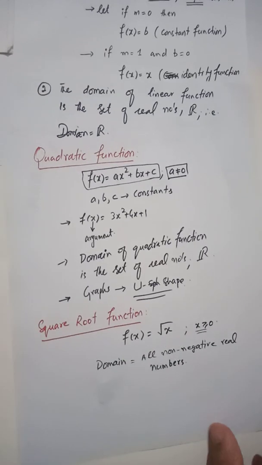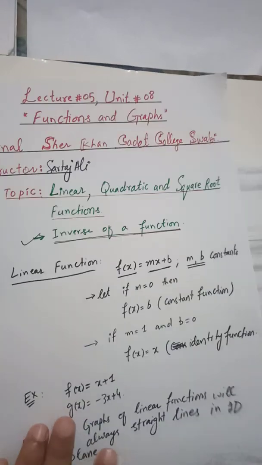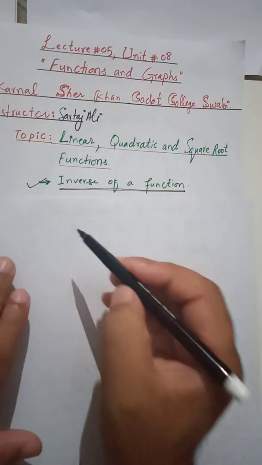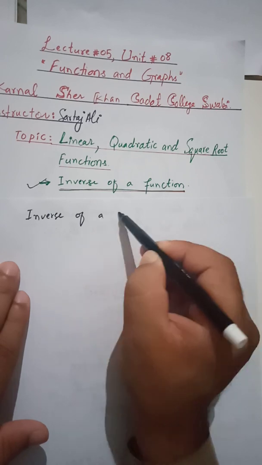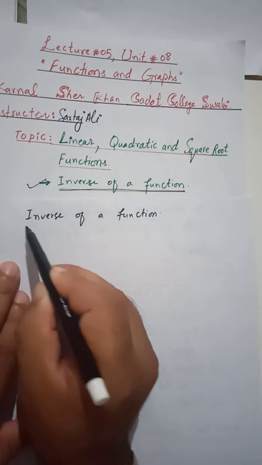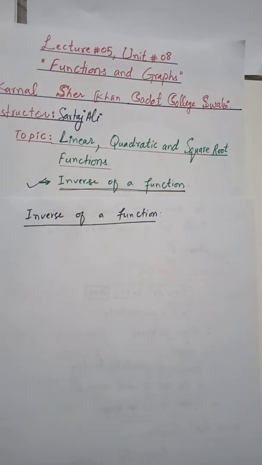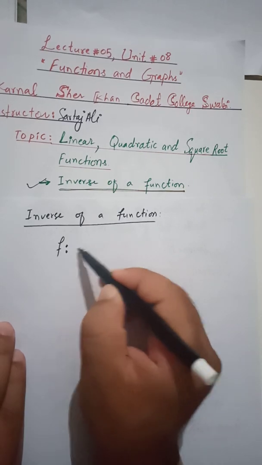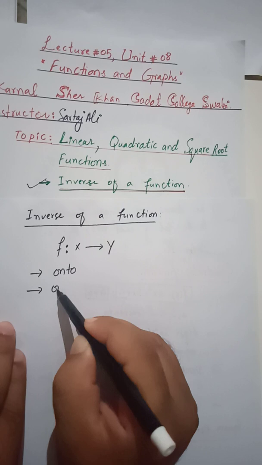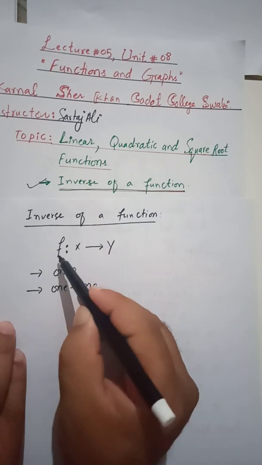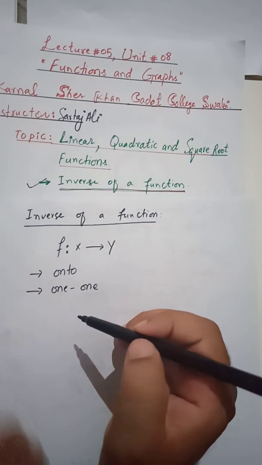Okay, now moving towards the inverse of a function. Now you people know that the inverse of a function is possible only when a given function is a bijective function. I am discussing the inverse of a function. Now our target is to discuss the inverse of a function. So in this case, let's say I have a function f from X to Y, and this function is onto as well as 1-1.